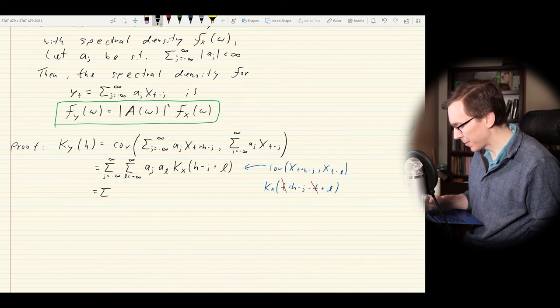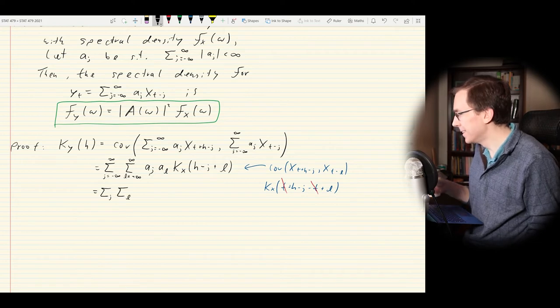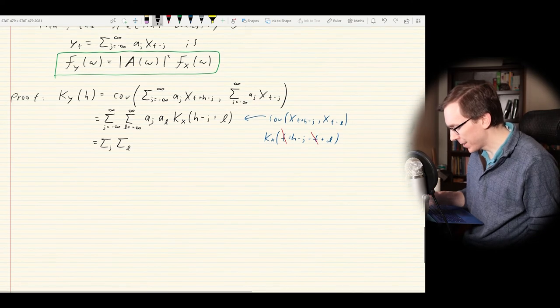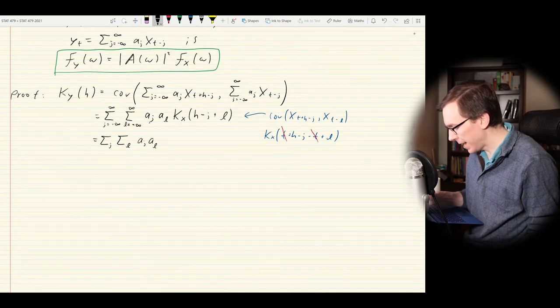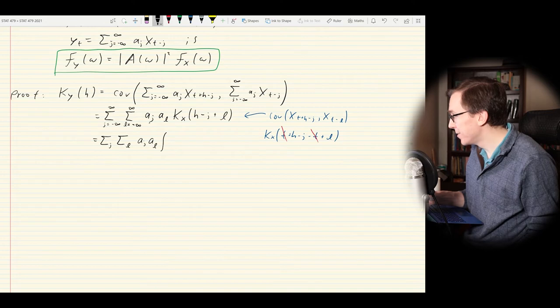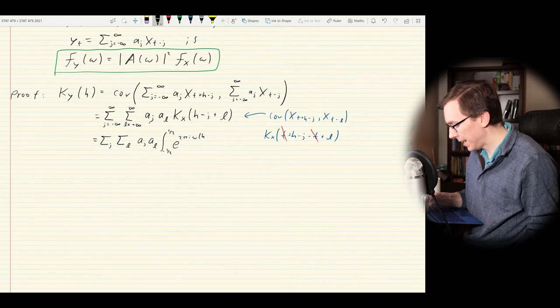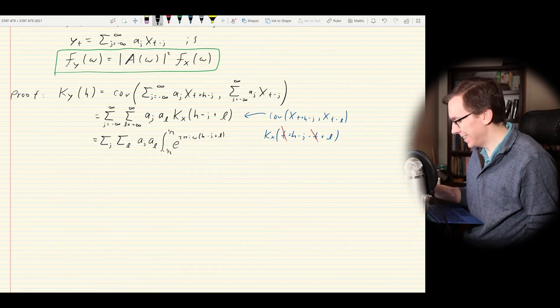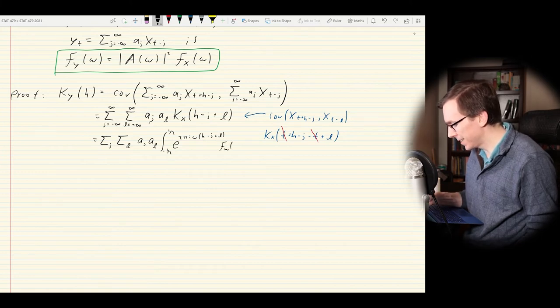So we have our sum. I'm not going to write the indices again because they're kind of annoying. So I'm just going to write sum j, sum l, and we're going to have the coefficients here, and we're going to have our integral from -1/2 to +1/2 of e to the 2 pi i omega (h minus j plus l), and then integrated with respect to f_X of omega d omega.